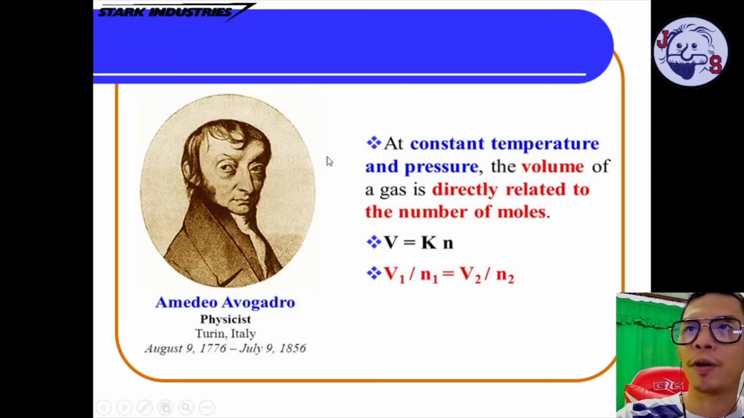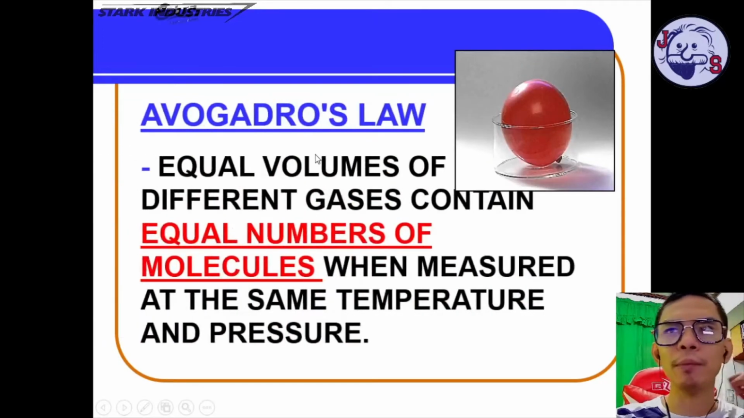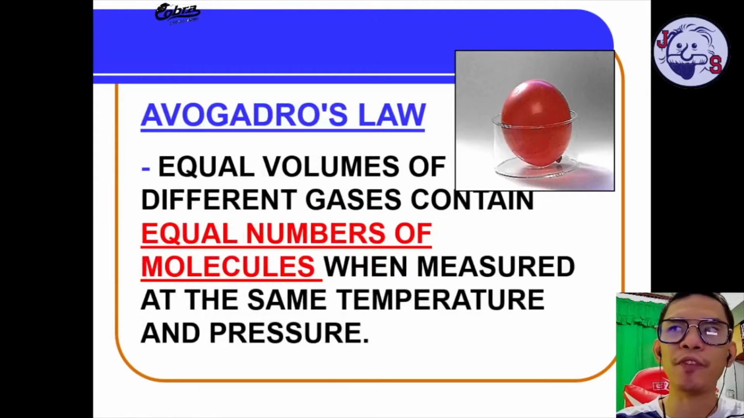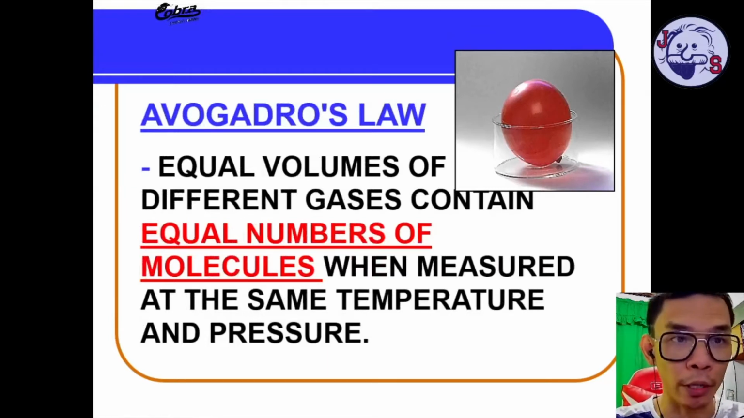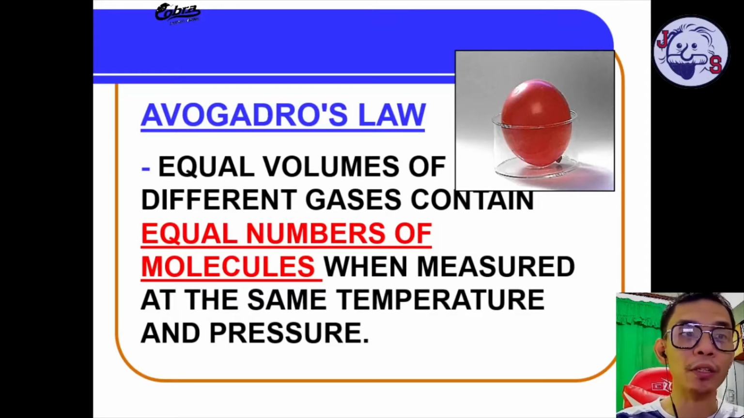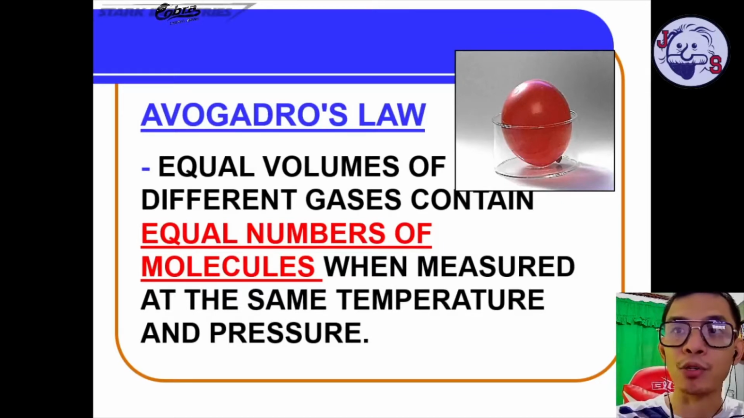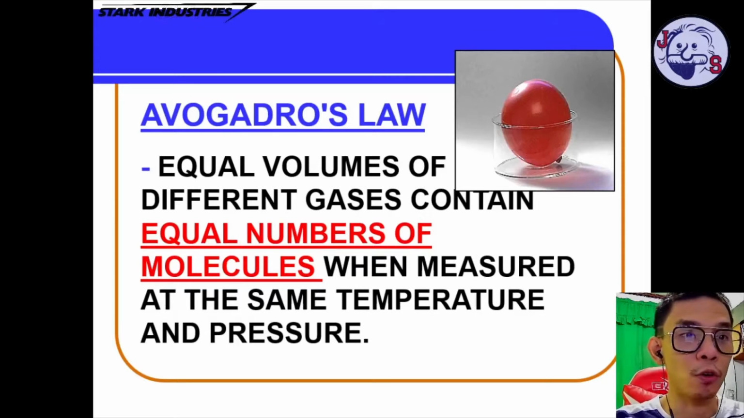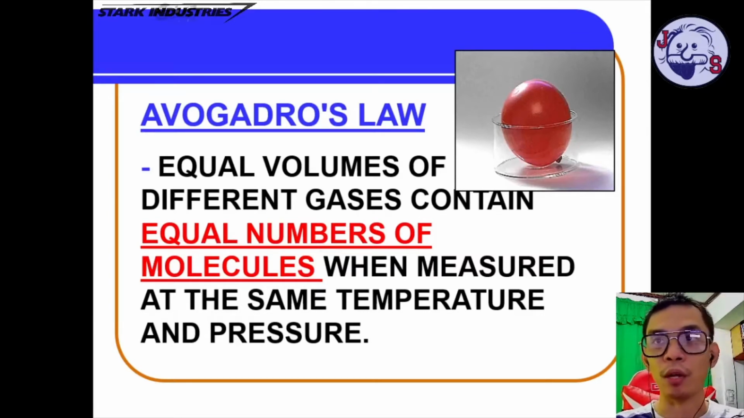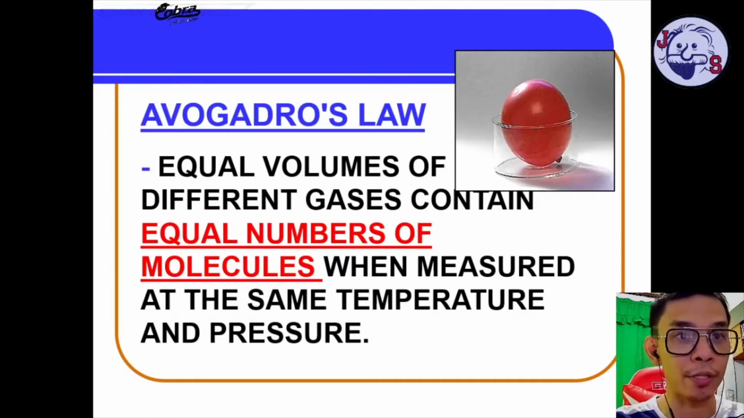According to him, equal volumes of different gases contain an equal number of molecules, but only when the condition is at the same temperature and pressure. So when the temperature and pressure are constant, the number of molecules found in your gases at equal volumes will be the same numbers, as long as the temperature and pressure are constant.